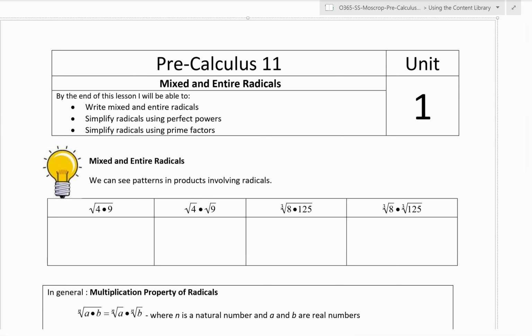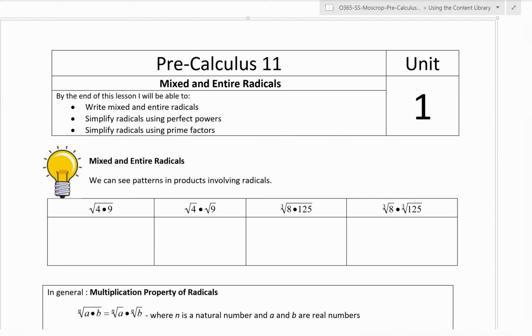Some of you may have learned this in Math 10. I don't know, some teachers might teach it in Math 10. I certainly did. For some of you, this might be a review, but this could be new for you as well. So let's just go over these together.